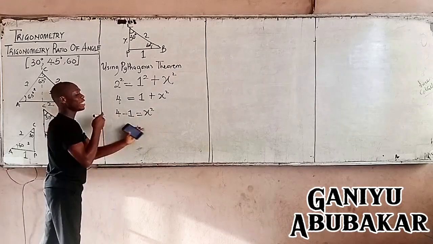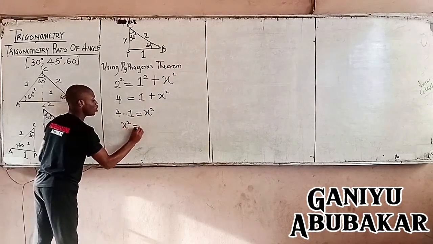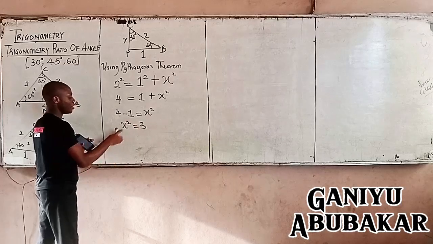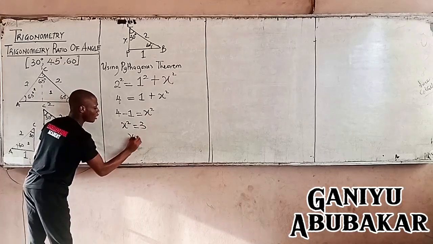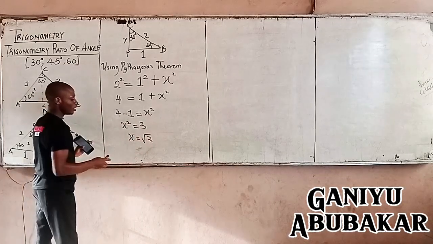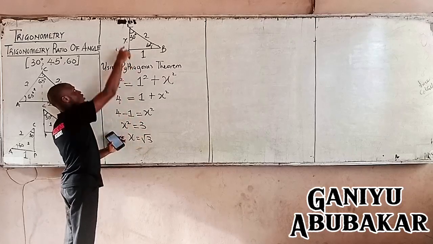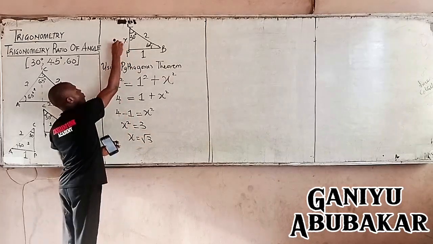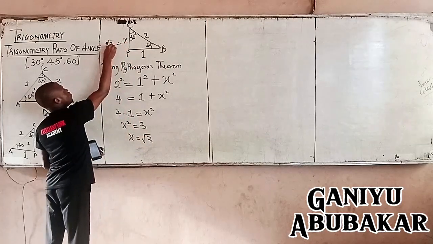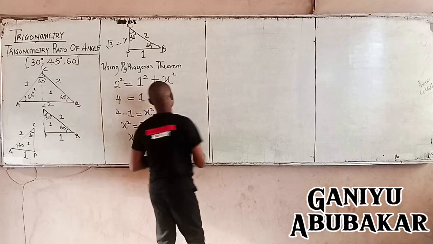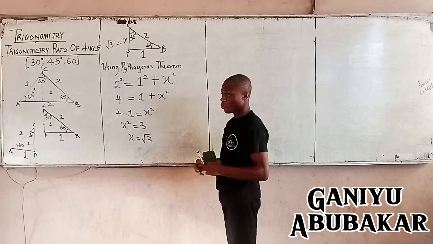I can swap this as saying x squared is equal to 4 minus 1, which is 3. Take the square root, so x is equal to root 3. So anywhere I see x here, I'll put root 3. The value for x here becomes root 3. Alright, this becomes what I have in front of you here.